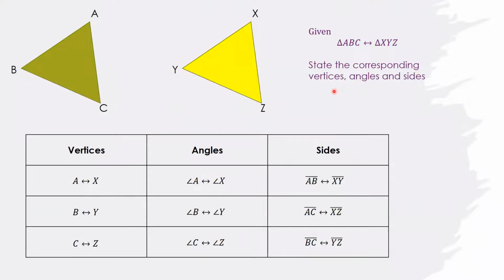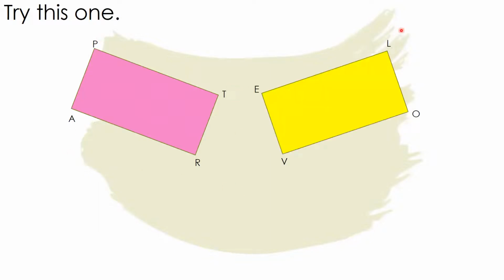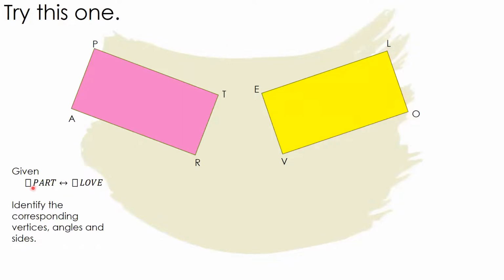Now, let's go to the other situation. On this new slide, we have a quadrilateral, PART, and another quadrilateral named LOVE. The given is quadrilateral PART corresponds to quadrilateral LOVE. We need to identify the corresponding vertices, corresponding angles, and corresponding sides.